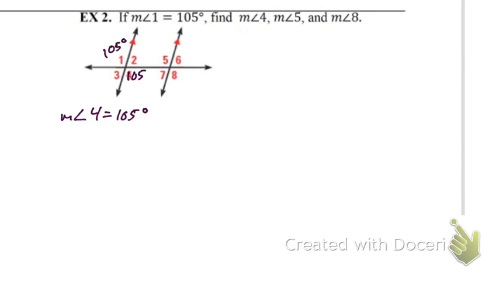Cool. Can someone get me 5? Labib. I have 8. Wow, 8 is 105. How did you get that? Because of corresponding angles, that would make angle 8 105 degrees. So we went corresponding for the measure of angle 8.